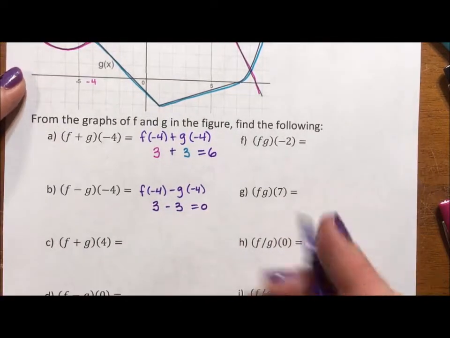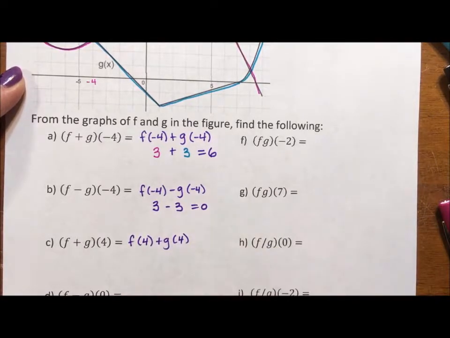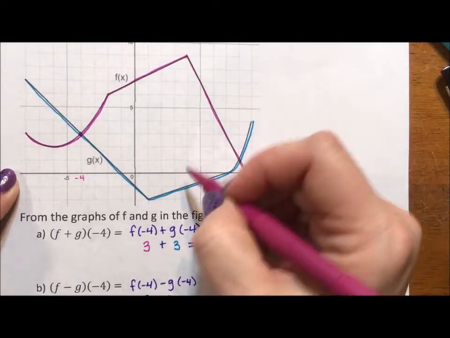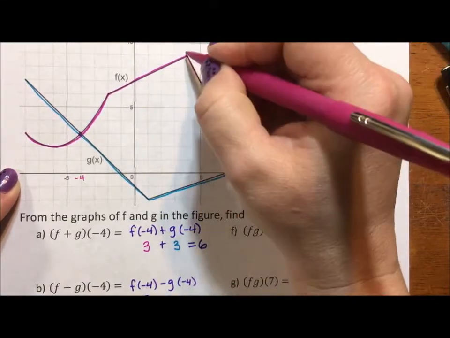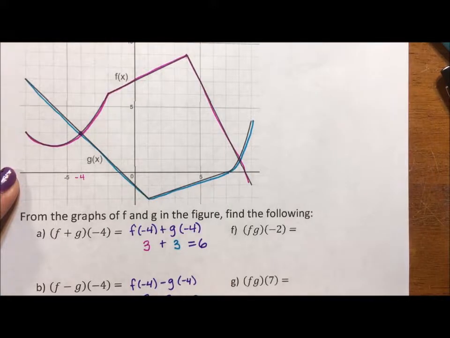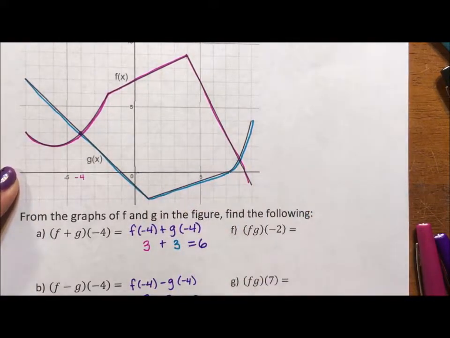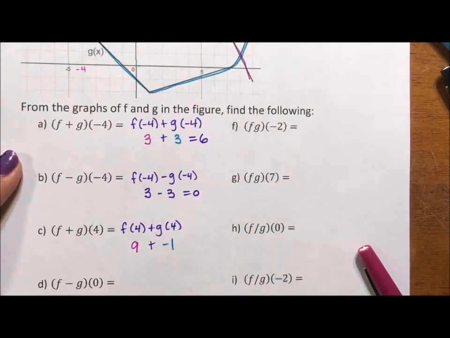Okay, for our next one, we have f of 4 plus g of 4. All right, so when the input is 4, that's right here, f is all the way up here with an output of 9. So 4, 9 is our ordered pair. And then for g of 4, we need to come down to see where the output is for g. That's at negative 1. So we have 9 plus a negative 1, which is 8.